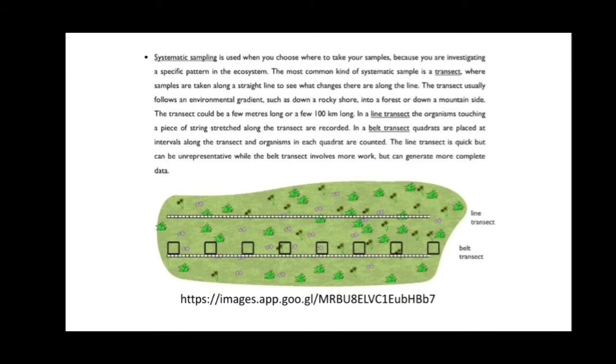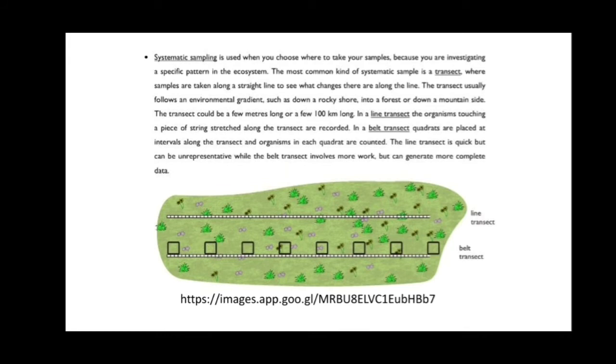The most common kind of systematic sample is a transect, where the samples are taken along a straight line to see what changes there are along the line. The transect usually follows an environmental gradient, such as down a rocky shore, into a forest or down a mountainside. The transect can be a few meters long or a few hundred kilometers long.